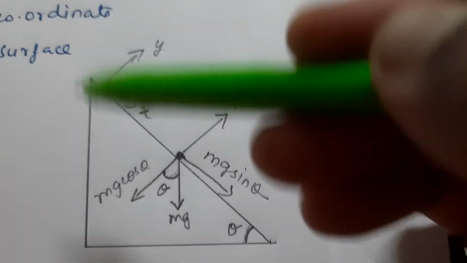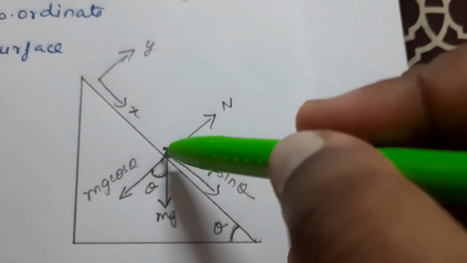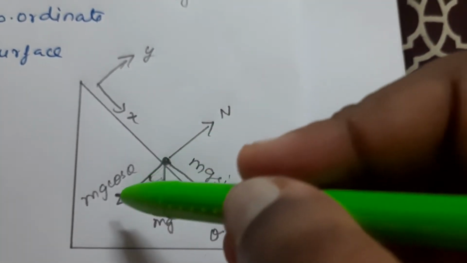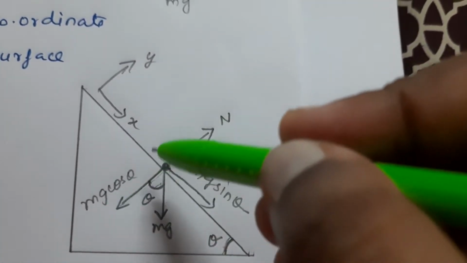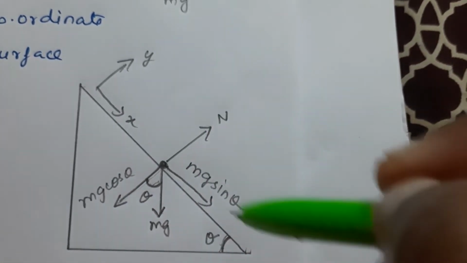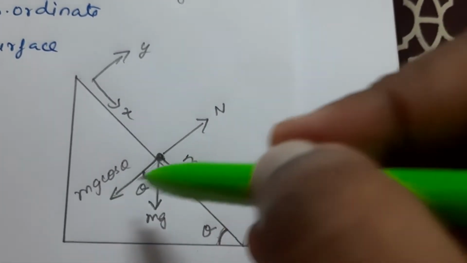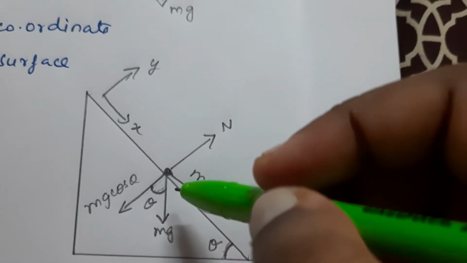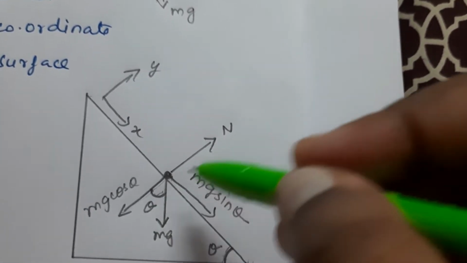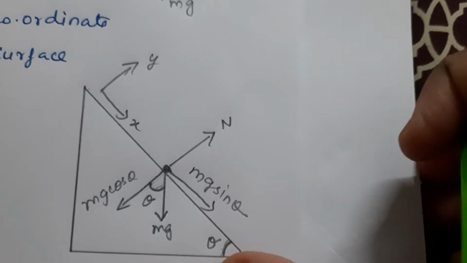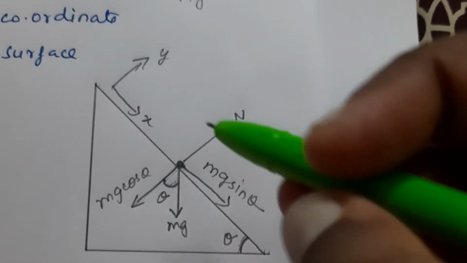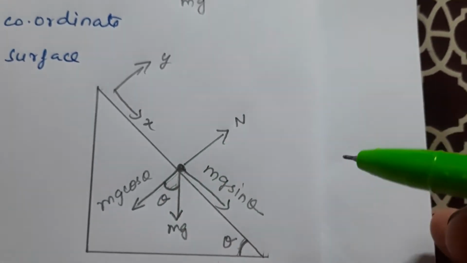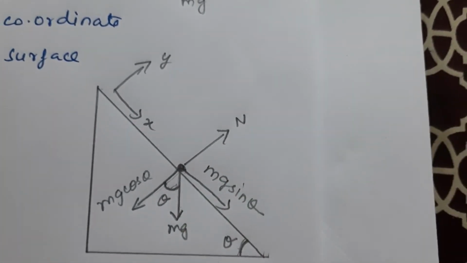Now in this diagram, the object is moving only in the x direction. There is no motion along the y axis. So now I am going to apply Newton's second law to the y direction. So what is the net force here? What is Newton's second law? F is equal to m into a.